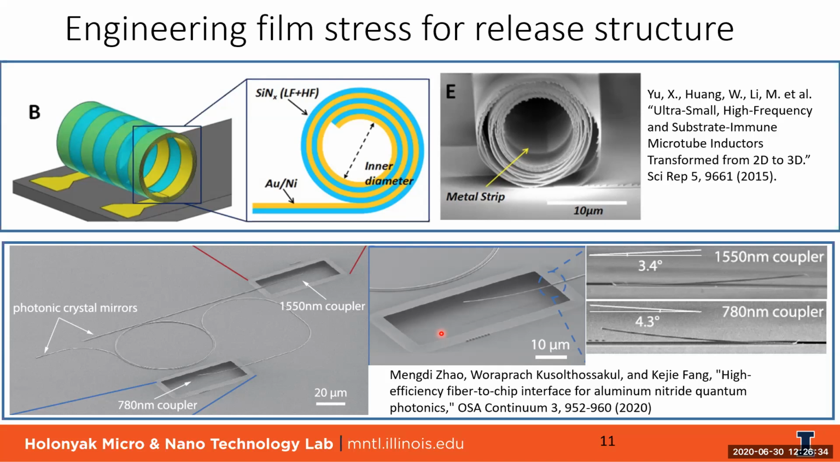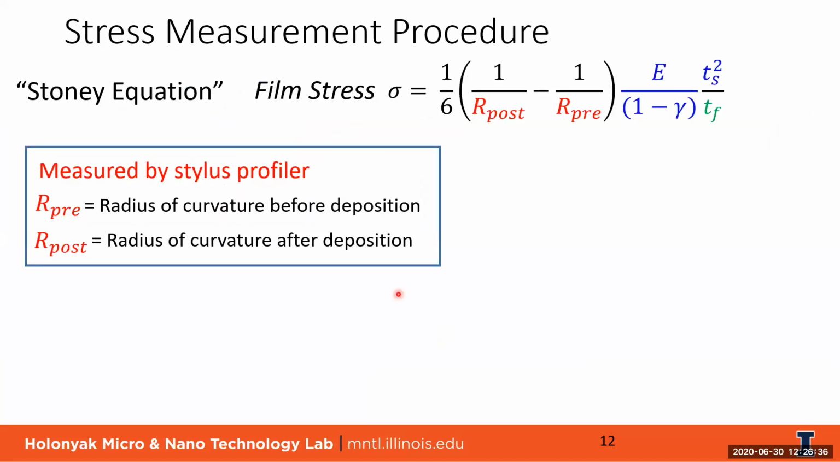So how do we do it? In film stress, there's a well-known Stoney equation, where the film stress sigma can be characterized by this equation here. The stylus profiler will measure these two parameters, R post and R pre. They are the radius of curvature.